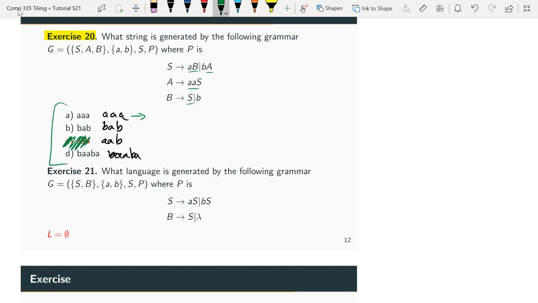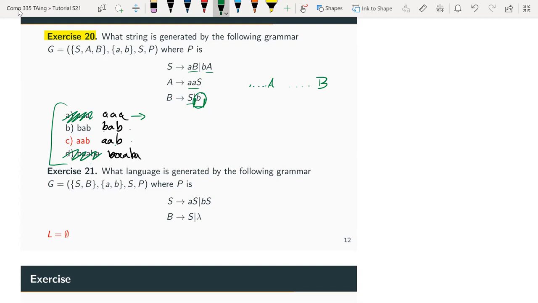Let me show you the logic. The only terminal production rule here is with a B, right? Since this is a right linear grammar, you're always substituting, doing stuff and then you have a variable, doing stuff and then you have another variable. So because it's a right linear grammar and your only terminal production rule is B, your string generated by the grammar must end in a B, right? So it can't be this and it can't be this. So then you only have two options left. So it's either BAB or AAB.